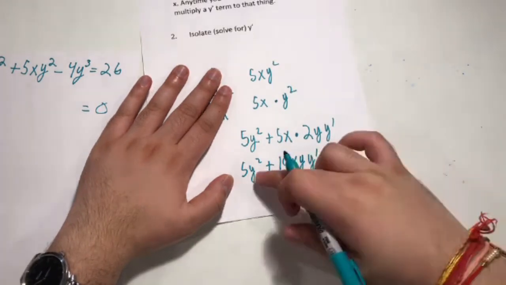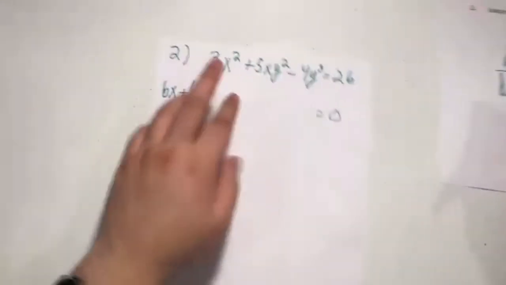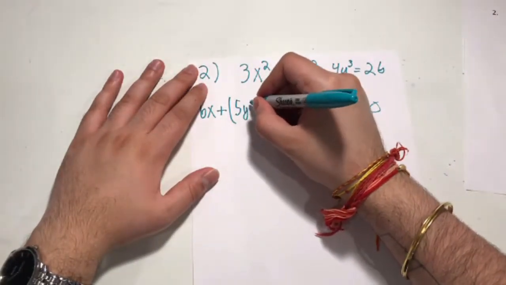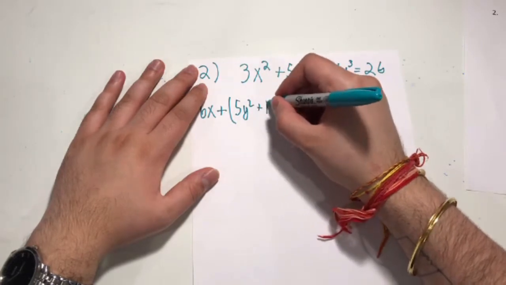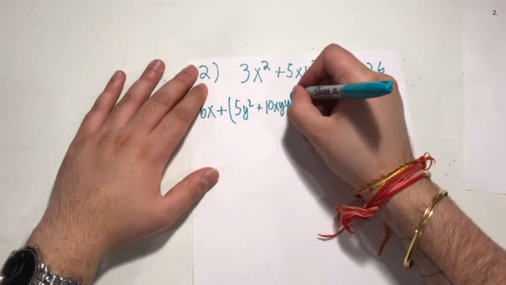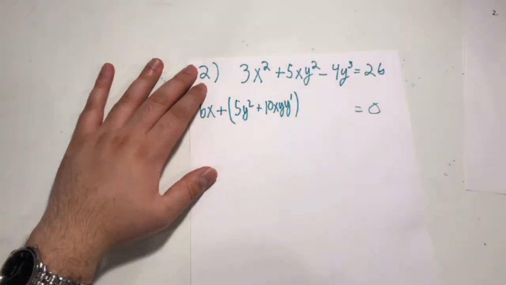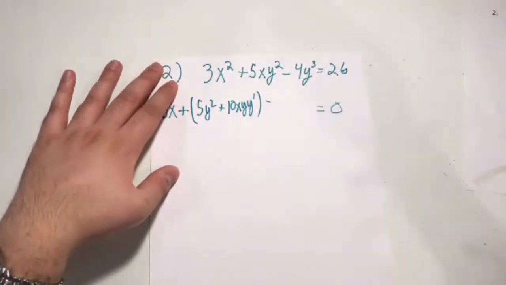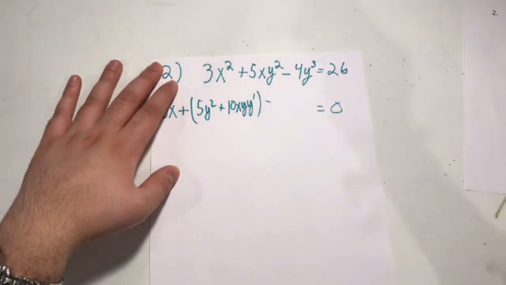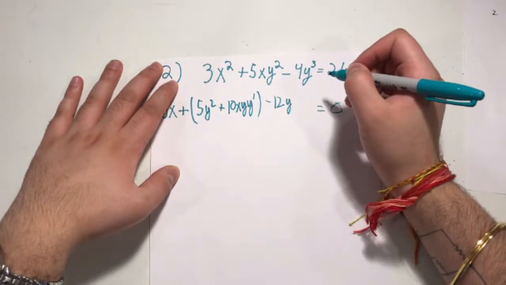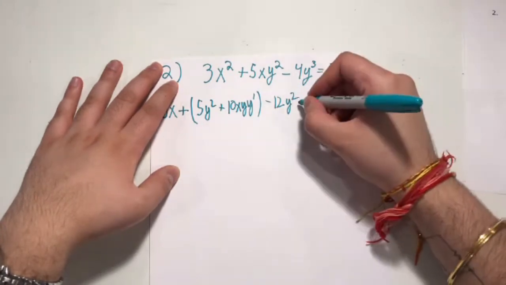All right, now let's take this, tack it in the center there. 5y squared plus 10xyy prime. And that's going to be minus, this one's easy. That's the derivative of 4y to the third. That's going to be 12y squared y prime.